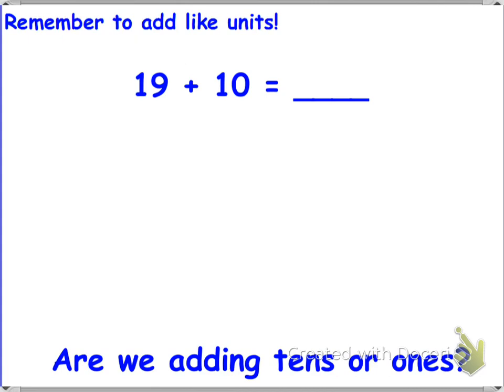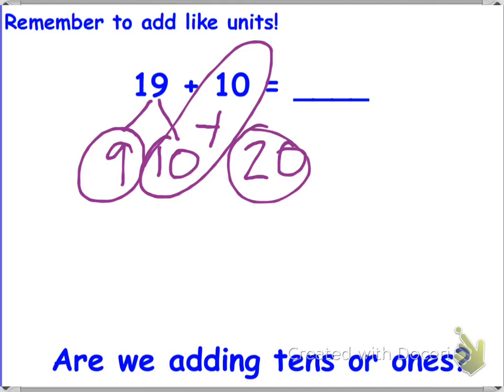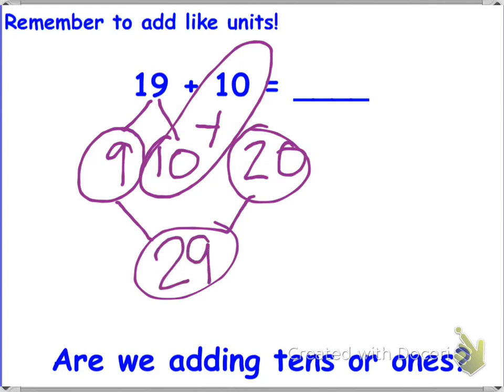So 19 plus 10. I'm going to break apart 19 because 19 has tens and ones. So I know that 19, the ten way is 10 and 9. Now I'm going to add my tens together. So 10 plus 10 equals 20. And now I'm going to add my 9 and my 20 together. So my leftovers, I know that 20 plus 9 is 29.